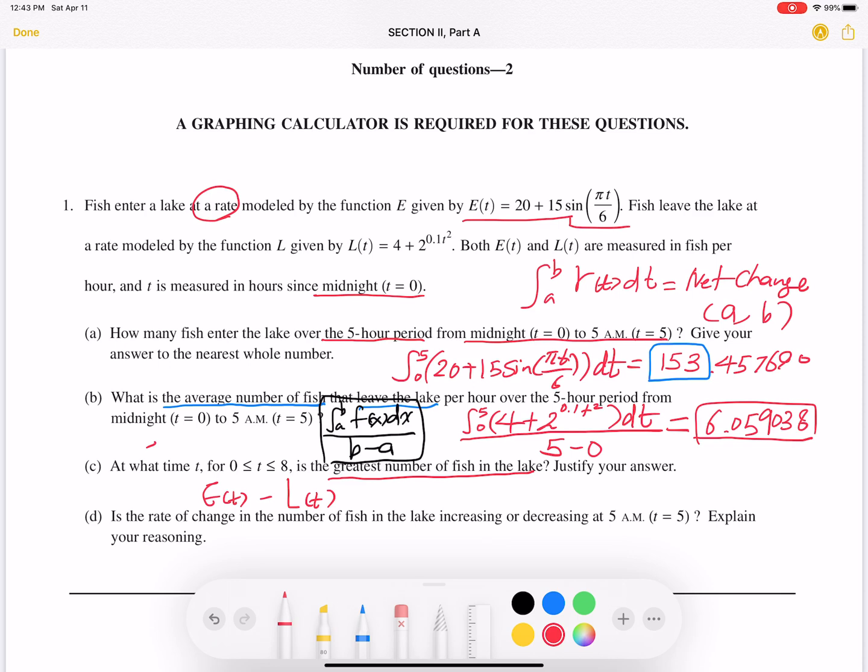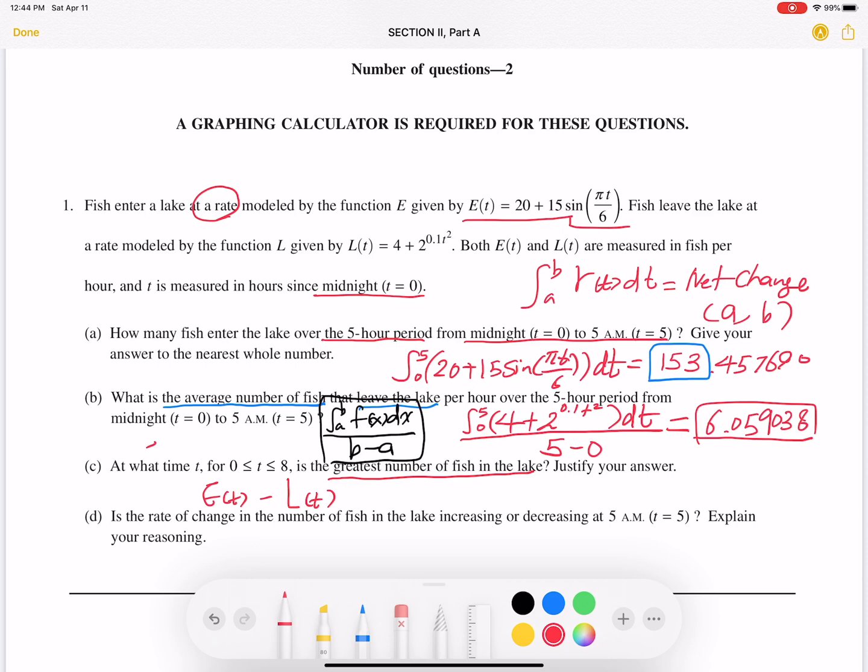So what does E(t) mean? It's the rate of change, the rate of number of fish per hour, entering the lake. And then L(t) means the rate of number of fish that leave the lake. So that entering rate minus leaving rate is equal to the actual rate of number of fish in the lake.